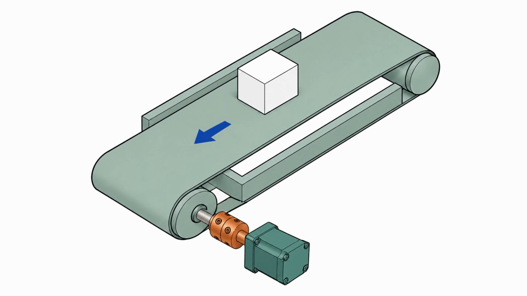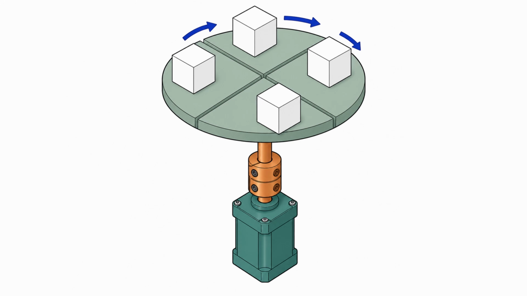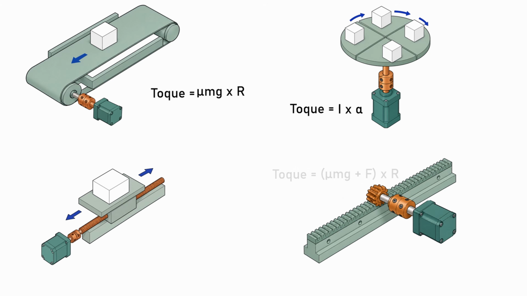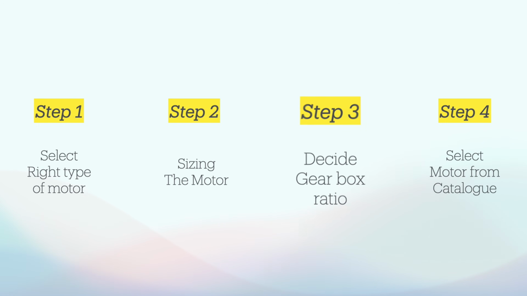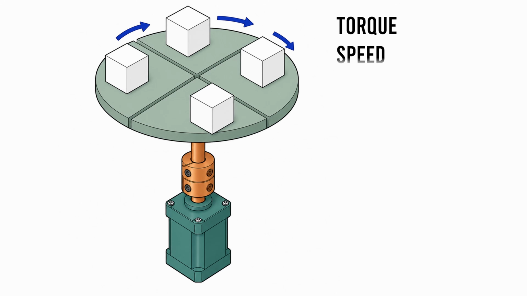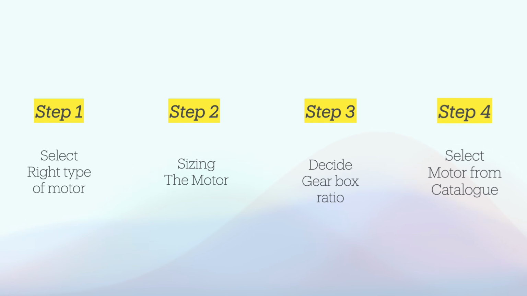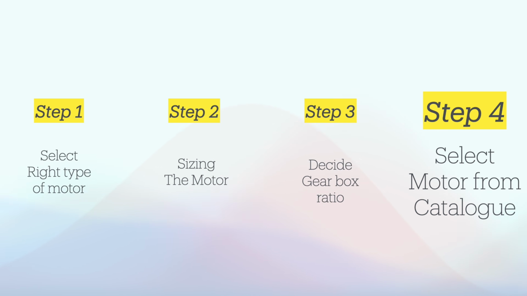And every mechanism has different physics. Some systems are belt-driven, some are screw-driven, some are gear-driven, and some are directly coupled with the motor. So the formulas and calculations of motor sizing also change from application to application. On top of that, we also need to decide whether the application requires a gearbox or not. And then finally, based on the calculated parameters, we analyze the motor data sheet and its features, and come up with the exact motor selection from the catalog.